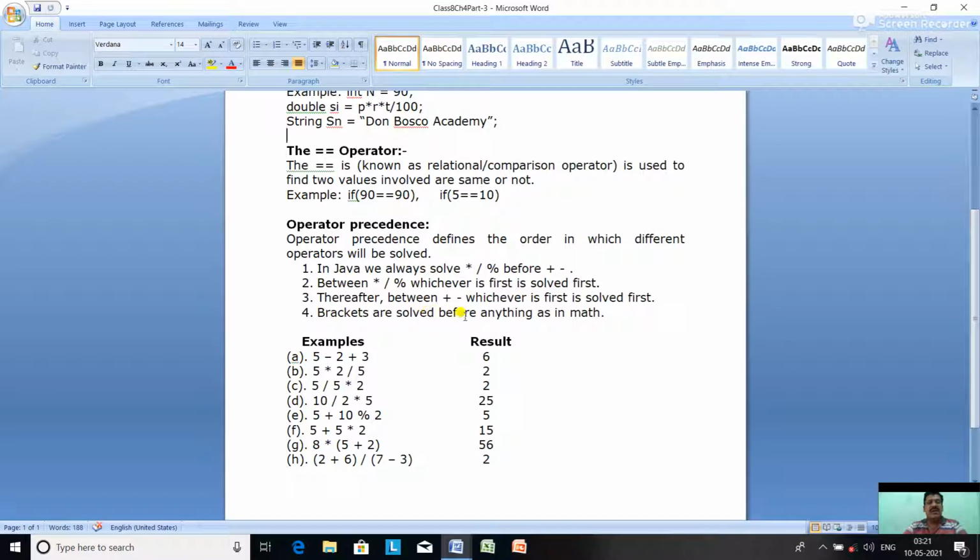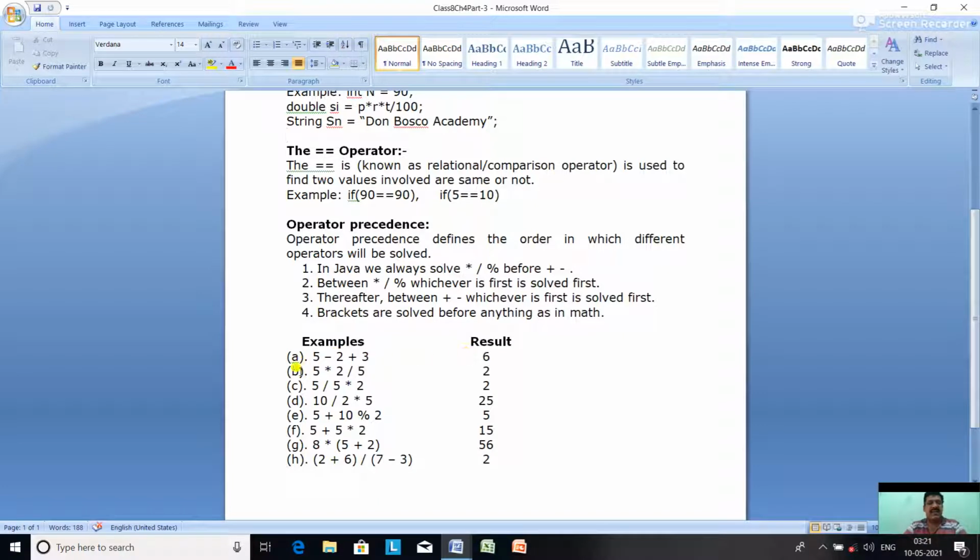So if you see, first we have to solve the bracket, then asterisk, slash and modulus, and then plus and minus. Now let us see some examples. First example, 5 minus 2 plus 3. 5 minus 2 is 3, 3 plus 3 is 6.